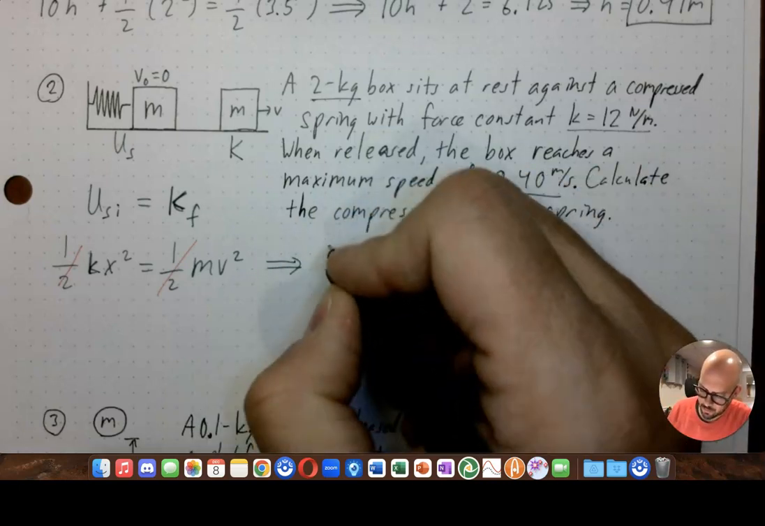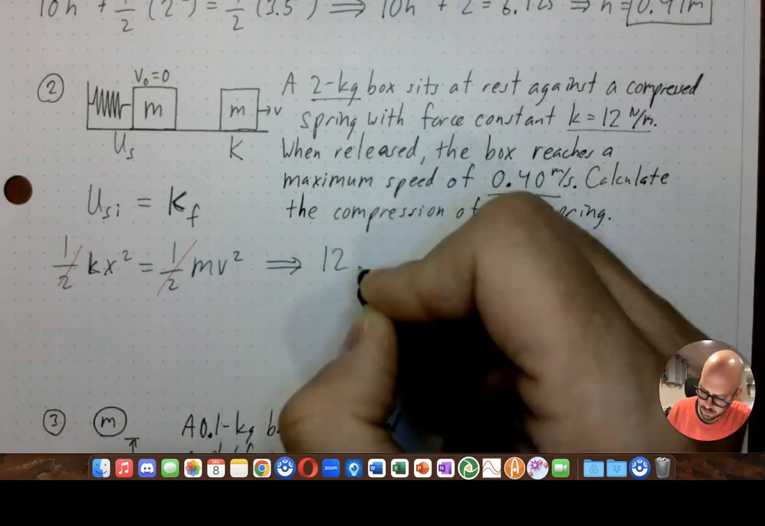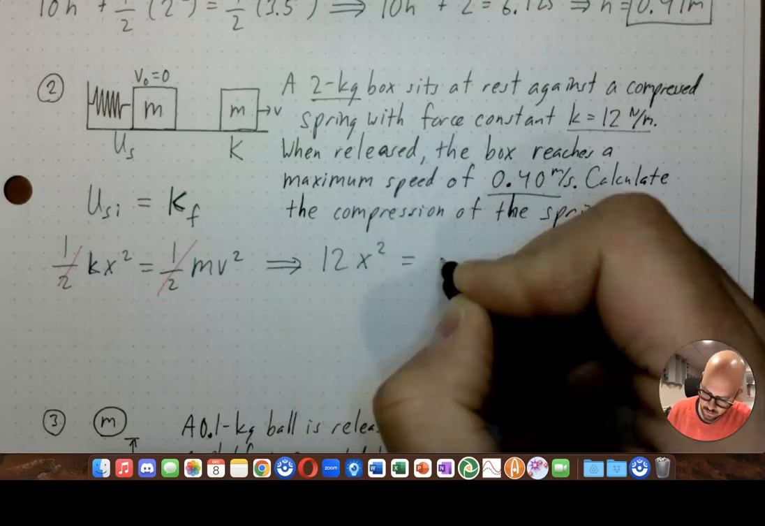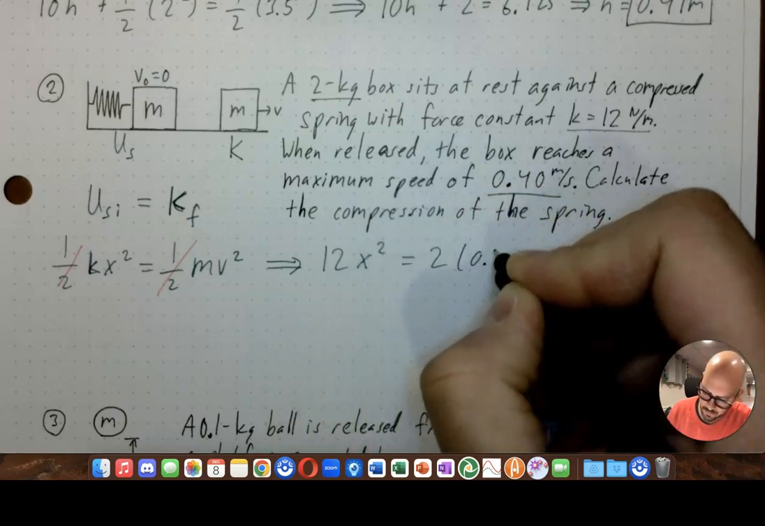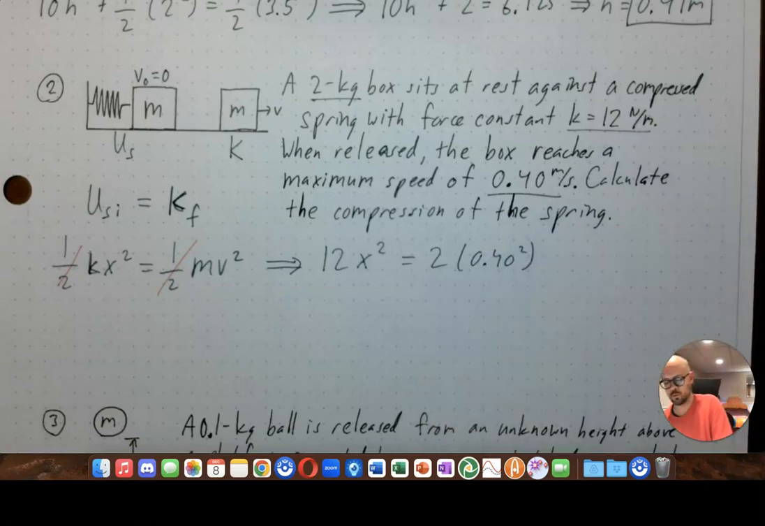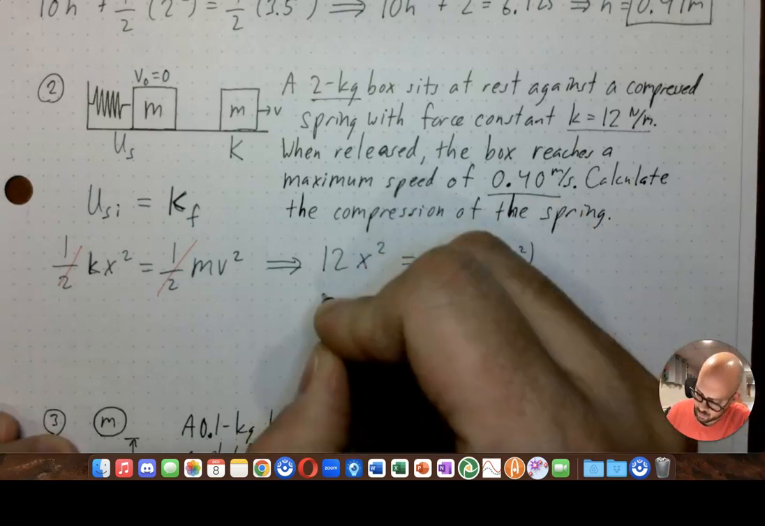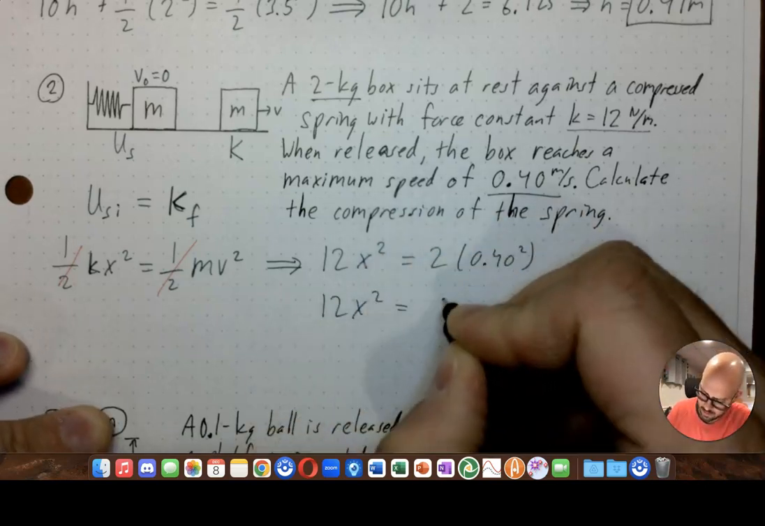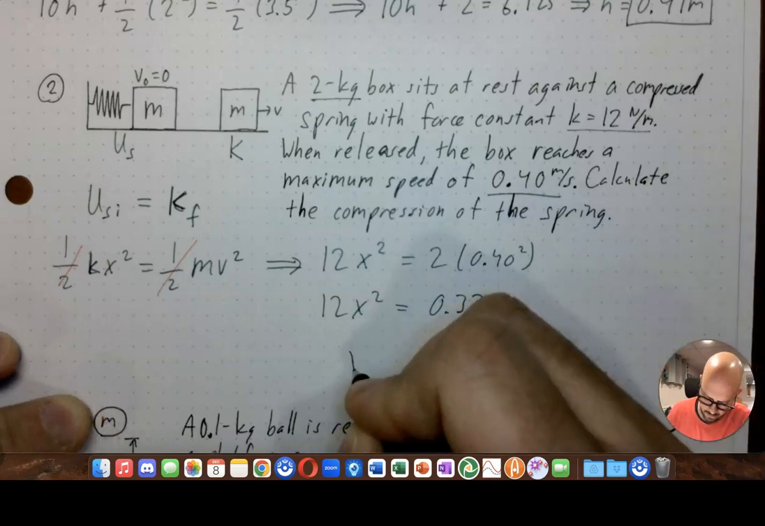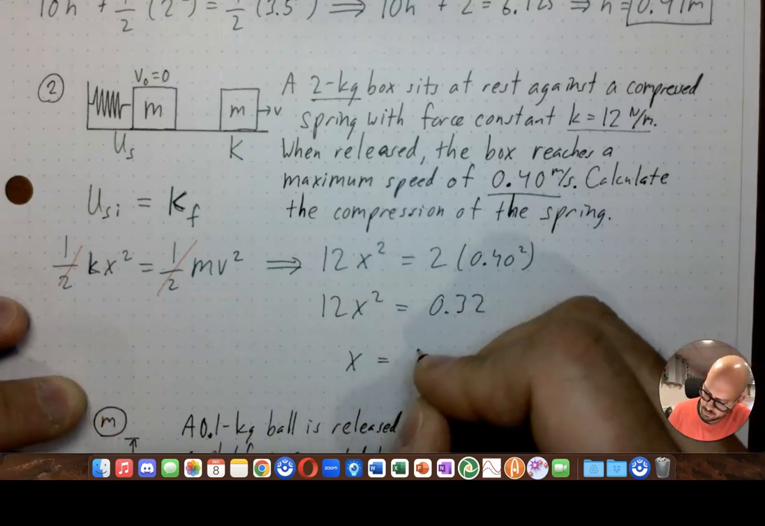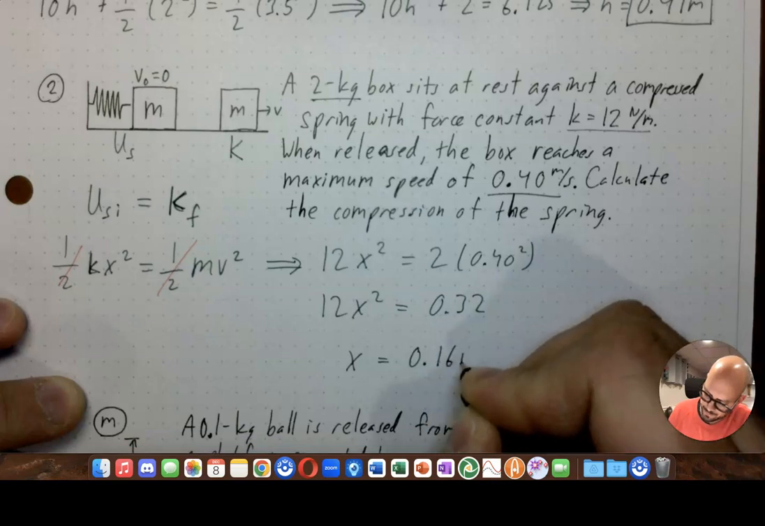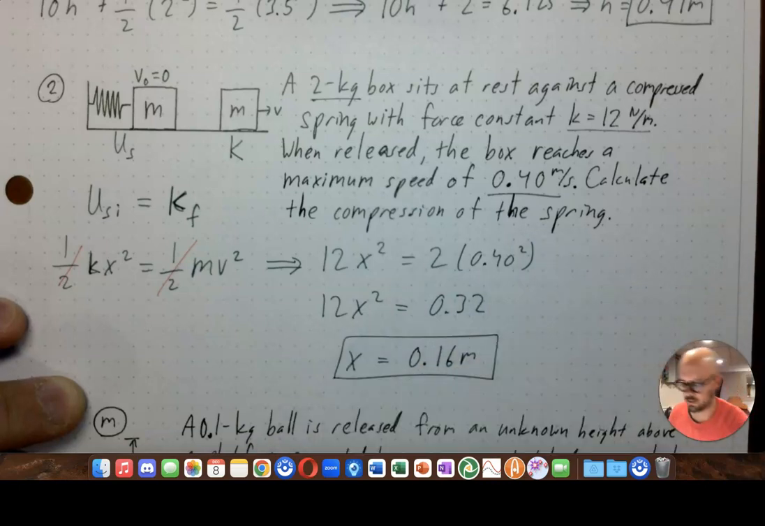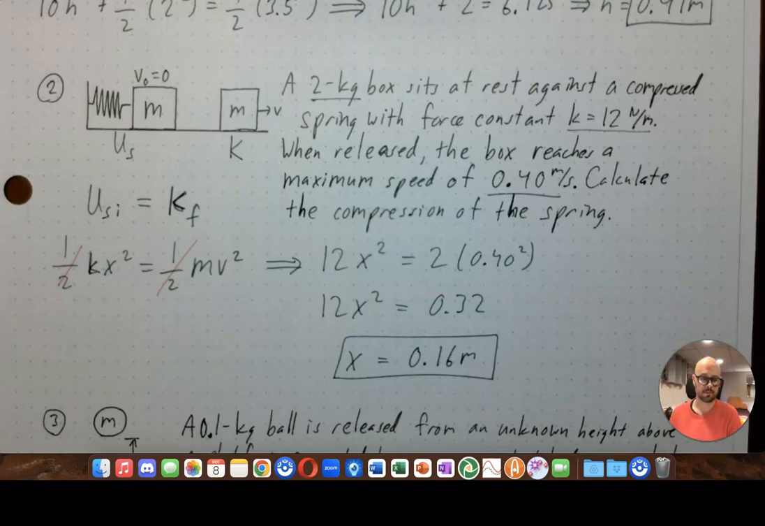Then we can put in our numbers. So this is going to be 12 times x squared equals 2 times 0.40 squared. So 12 is the force constant. I'm looking for the compression of the spring. The mass was 2, and then the final speed was 0.4. And so this is 12x squared equals 0.32. The initial stretch of that spring was 0.16 meters. So divide by 12 and take the square root. And so that's the compression.